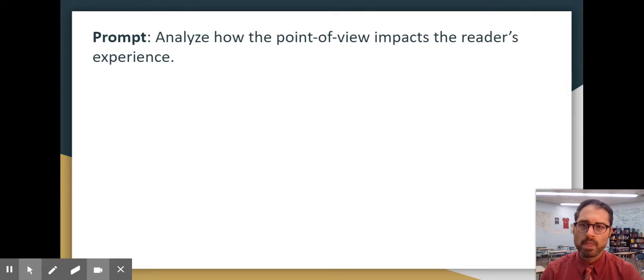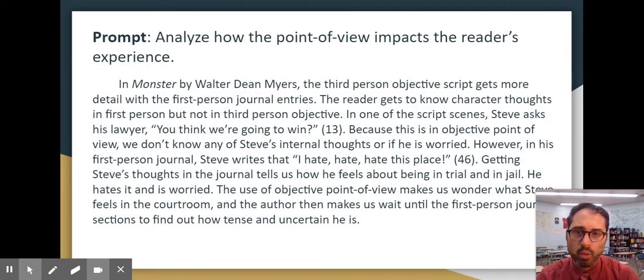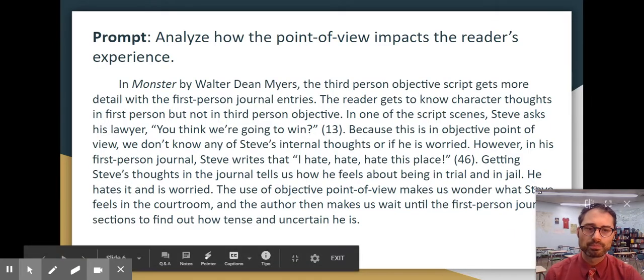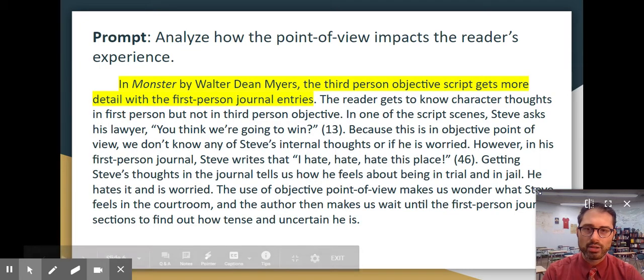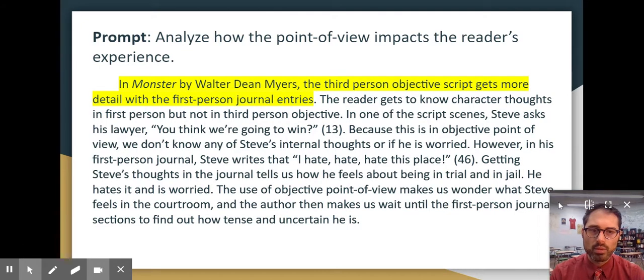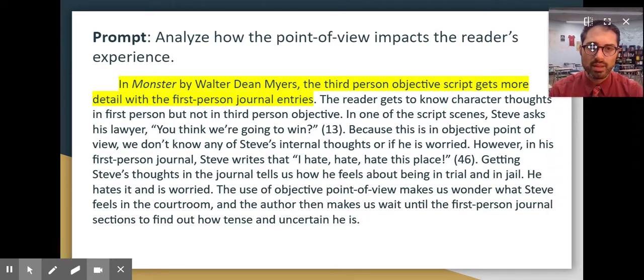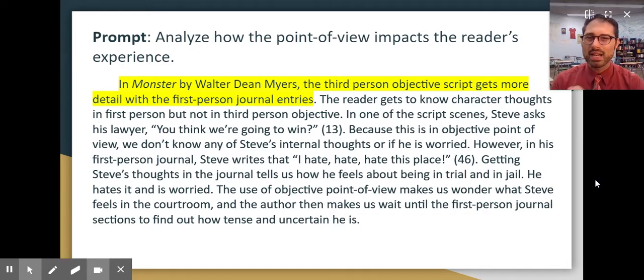Let's take a look here. Pretend we have this prompt: Analyze how the point of view impacts the reader's experience. We know we have our key word, point of view, so I need to make sure I'm focused on point of view. Please take a moment to read this paragraph. When you're done, unpause and we'll continue.